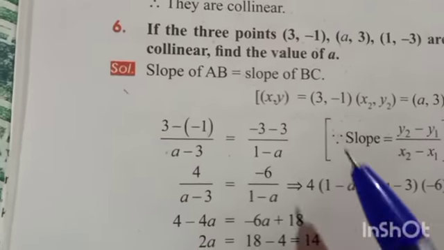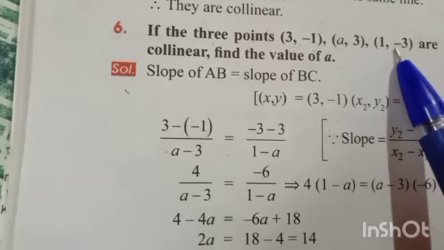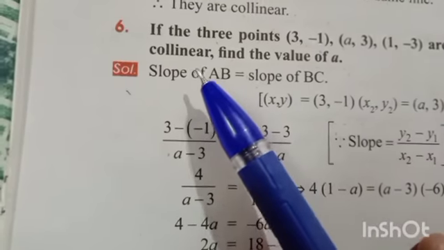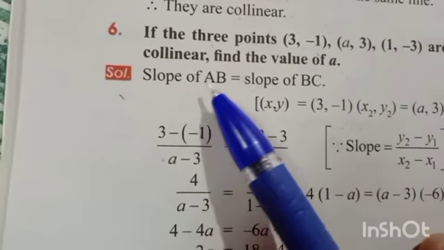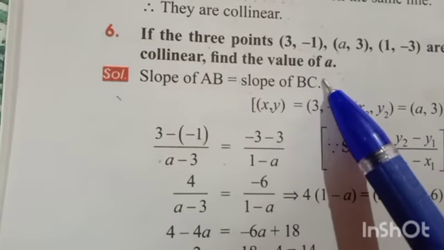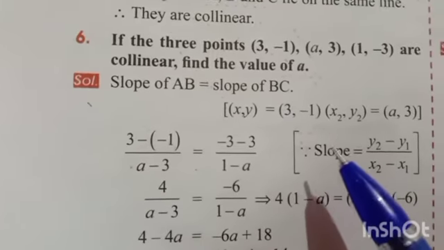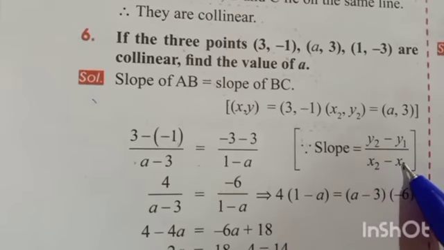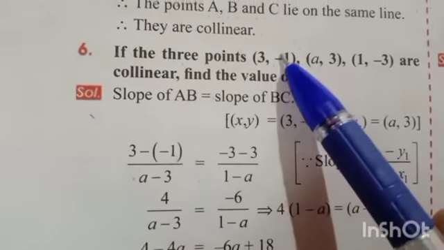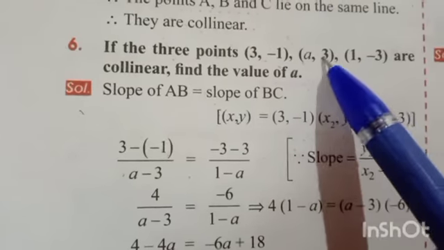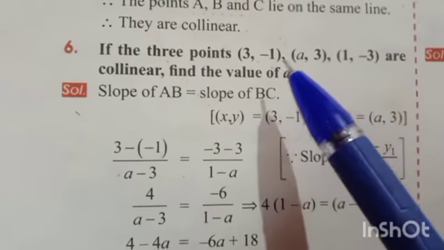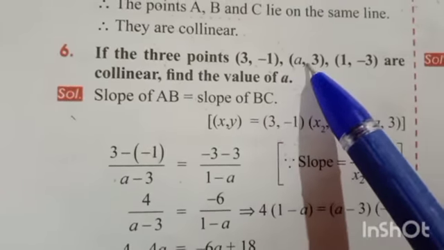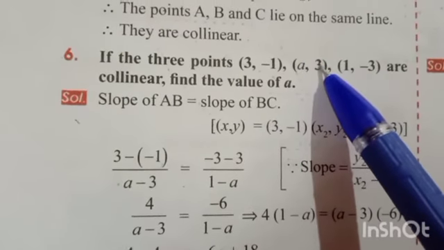Listen students, in the question itself it is given that these 3 points are collinear. Collinear, we applied in the previous problem. Slope of AB is equal to slope of BC. So that is the slope formula you have to write: y2 minus y1 by x2 minus x1. The points are the vertices. What are the vertices? A, B, C. So you have to find the slope of AB. You have to consider these two. Yes students.